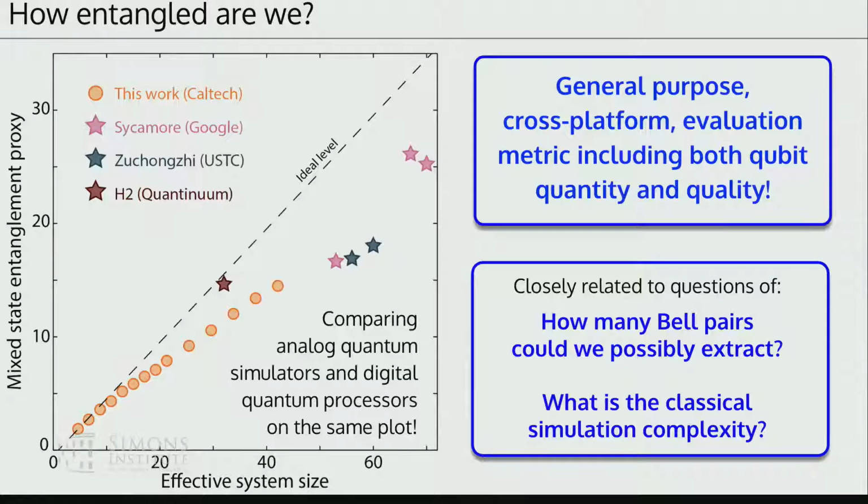All that to say that we think that we actually have this method of comparing all these different types of experiments on one plot, which we think is quite exciting to bring the analog quantum simulators into this comparison with digital quantum processors. Any questions on entanglement estimation, mixed state entanglement, anything like that?